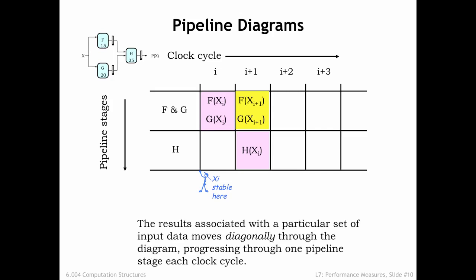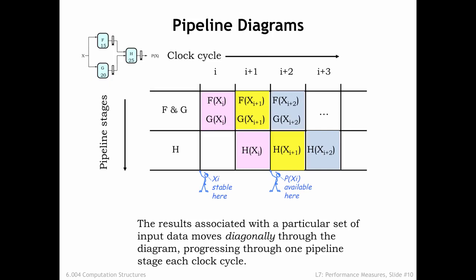You can see that the processing for a particular input value moves diagonally through the diagram, 1 pipeline stage per clock cycle. At the end of cycle I plus 1, the output of H is captured by the final pipeline register and is available for use during cycle I plus 2. The total time elapsed between the arrival of an input and the availability of the output is 2 cycles. The processing continues cycle after cycle, producing a new output every clock cycle.